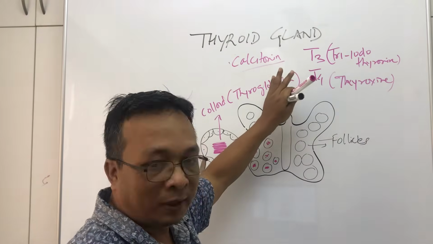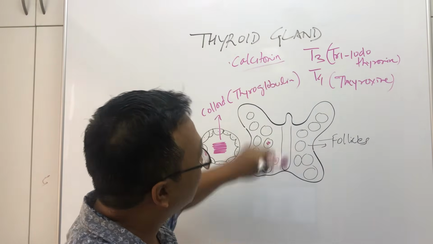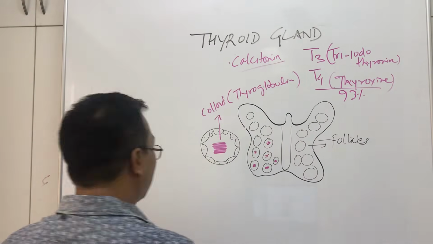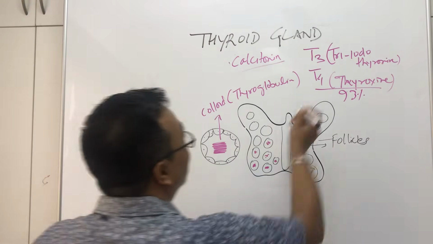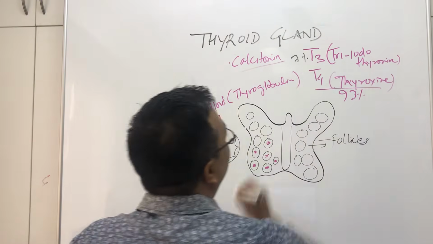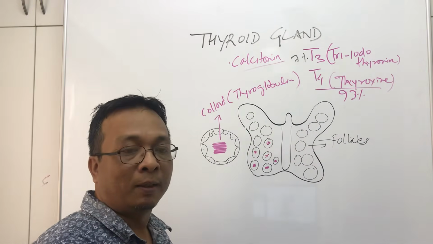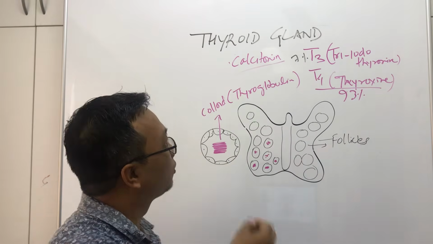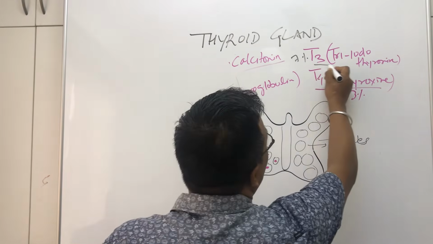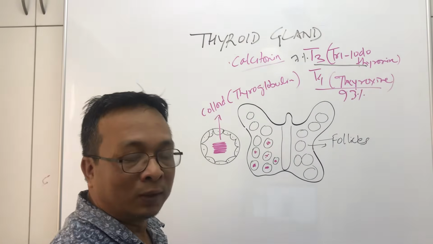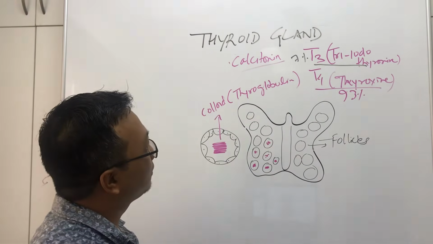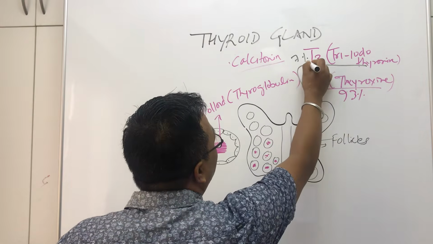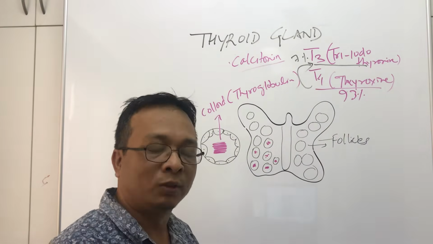93% of the hormones in the body are thyroxine, and 7% are triiodothyronine. But which one is the most potent hormone out of T3 and T4? It is T3. And you'll see as we go through the class that most of the T4, before its action, is again converted to T3.